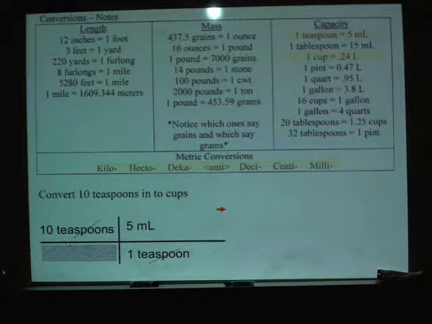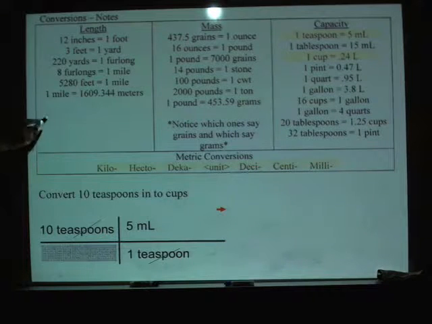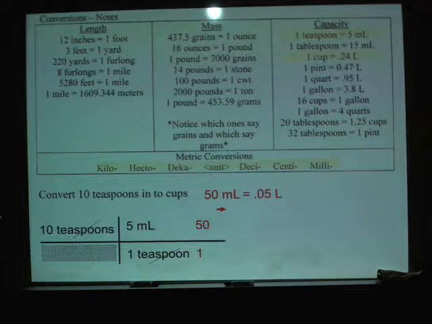That got me to milliliters. Simple multiplication. You can do this one in your head. You don't even need me to tell you. 10 times 5 at the top, 50. 1 on the bottom is 1. 50 divided by 1 is 50. So that's 50 over 1, or 50 milliliters.